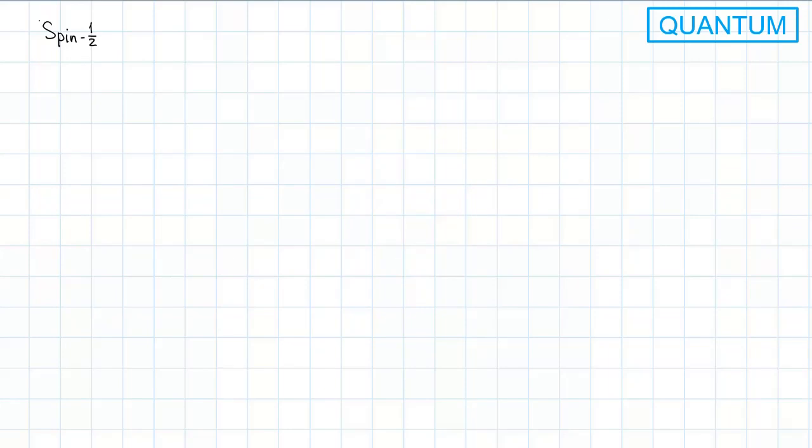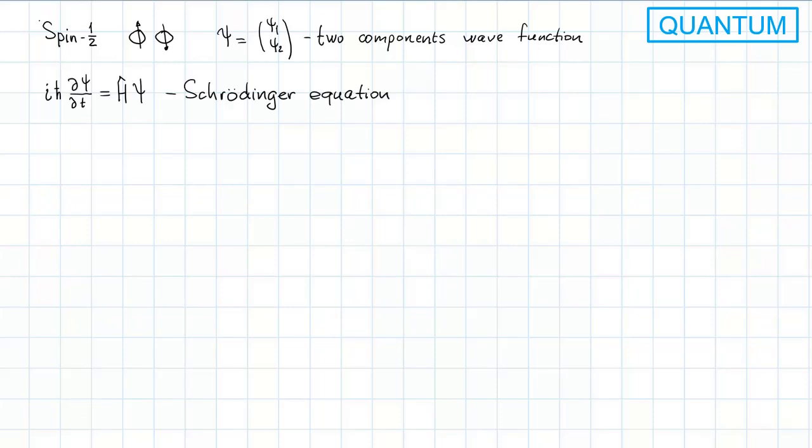In such cases, as we know, spin projection can have two values, plus 1/2 or minus 1/2, and the wave function of such particle is a two-component function. The wave function psi is determined by the Schrödinger equation with the Hamiltonian H describing the interaction of magnetic moment with the magnetic field B, which is a scalar product of vectors m and B.